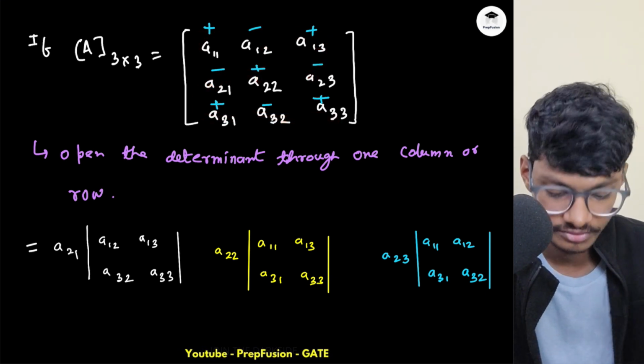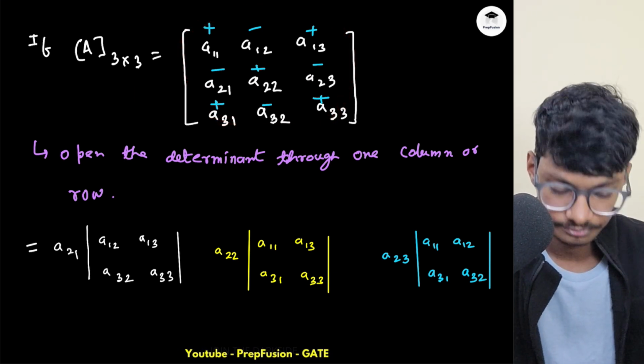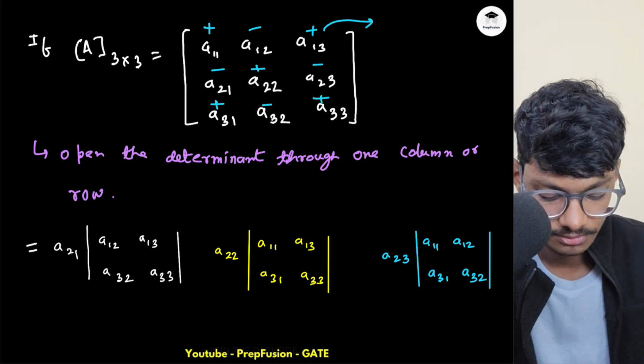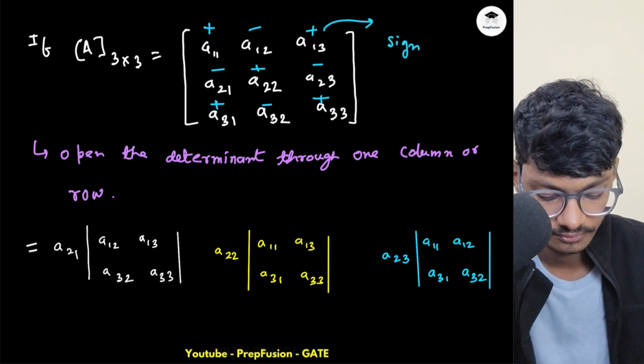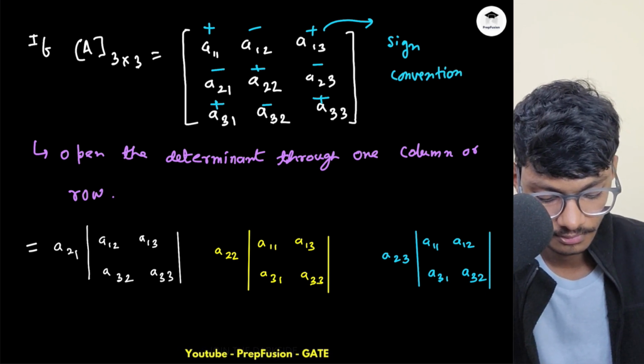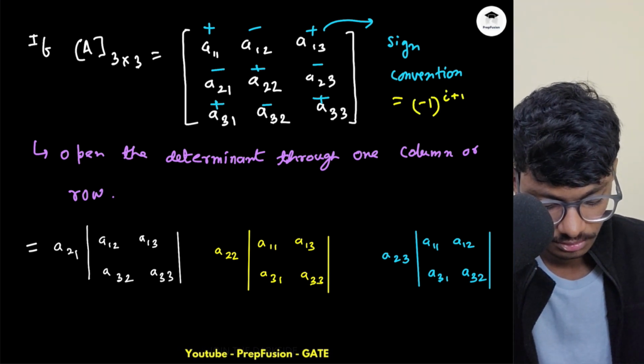Or I will tell you obviously how this plus minus comes up. I will tell you just in the next slide. Like how does this come up? It comes up from the sign convention, it's basically minus 1 to the power i plus j.